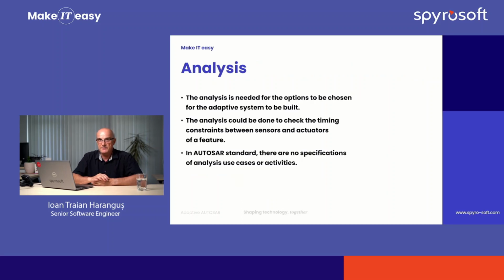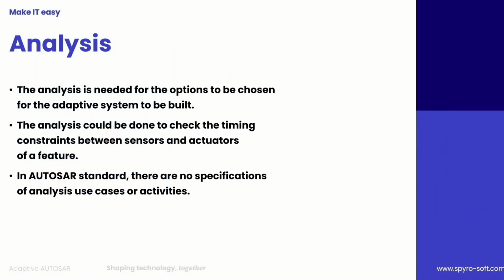Then we have several phases in order to create adaptive applications. We start with an analysis. So the analysis is needed for the options to be chosen for the adaptive system to be built, and of course in order to check the timing constraints between the sensor and actuators of a feature. In our standard there are no specifications concerning this step.